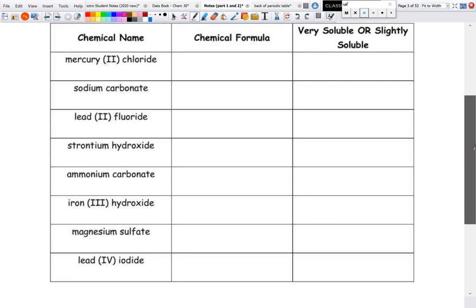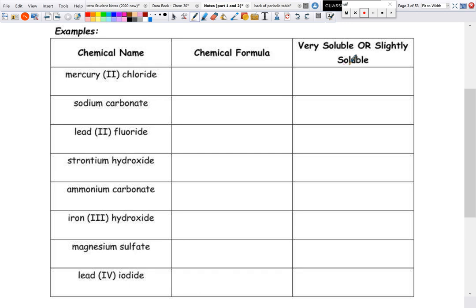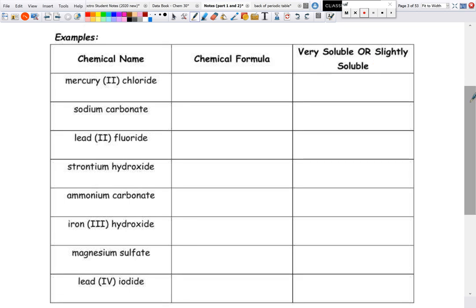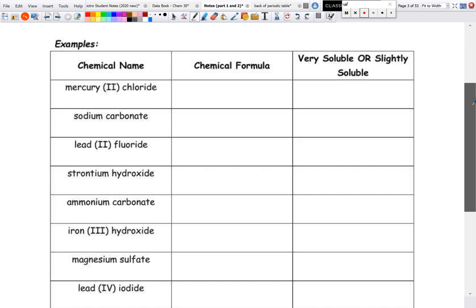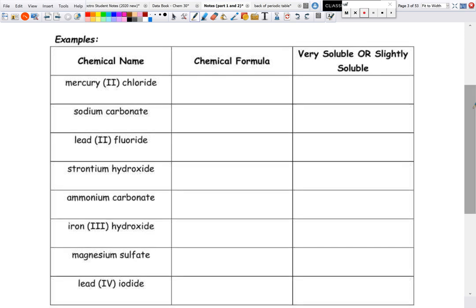All right, so what we have right here is basically just some examples of chemical formulas, and we figure out if they're slightly soluble or insoluble. I'm going to go through the first 2 or 3 with you, and then if you feel like you've got enough, you can pause the video and go through the rest as well.